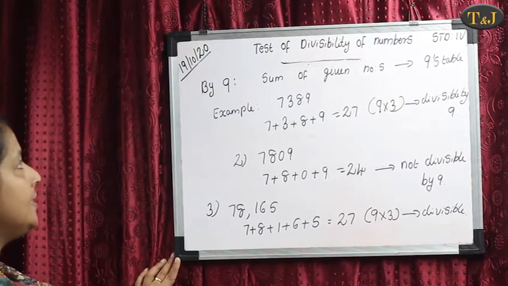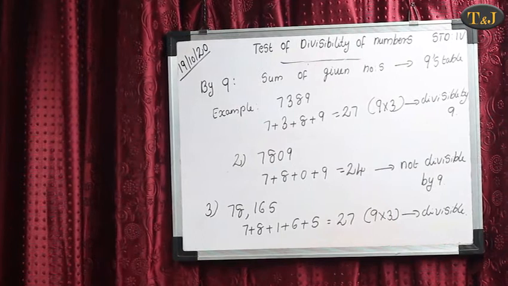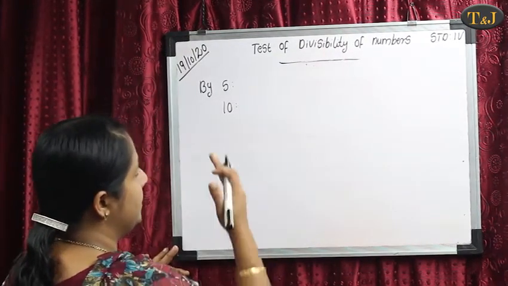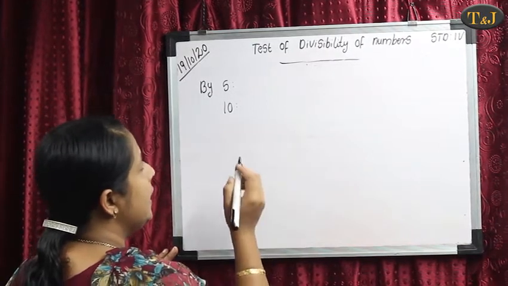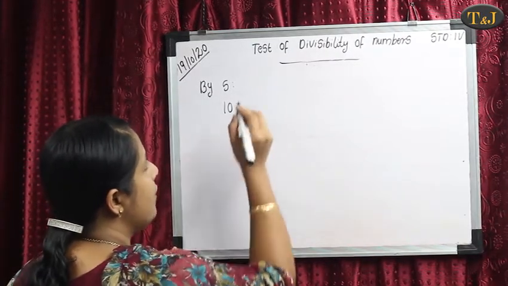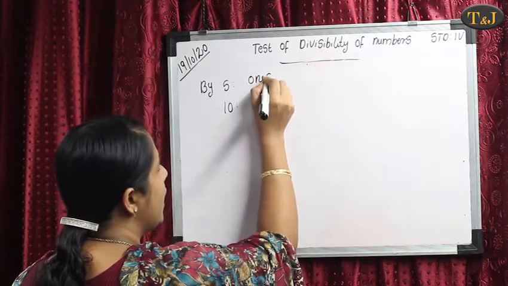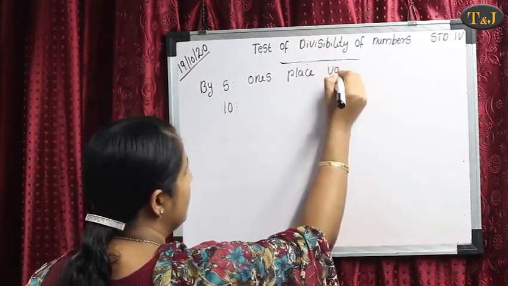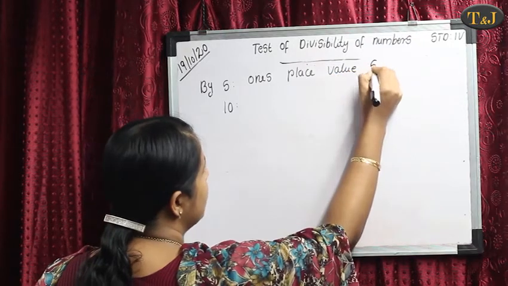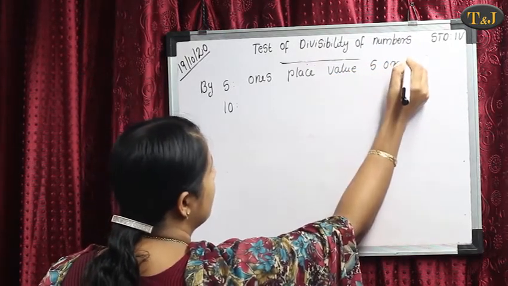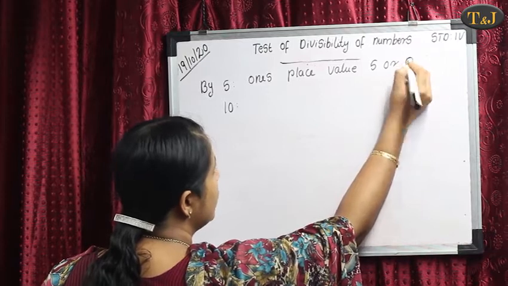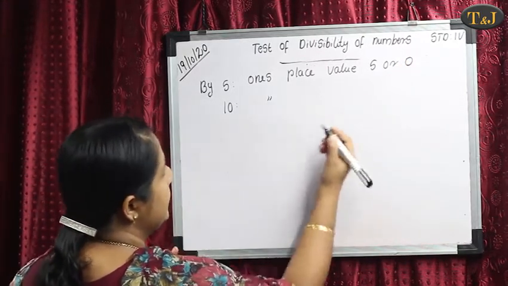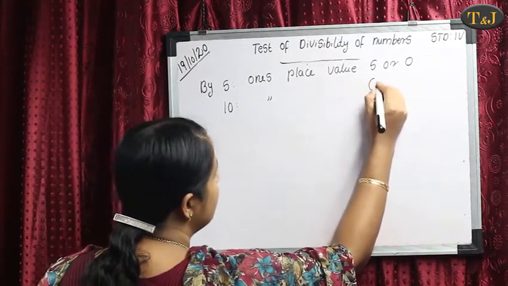Okay, then our next test is the divisibility of numbers by 5 and 10. In the test of divisibility by 5, our ones place value is 5 or 0. If it is 5 or 0, the number is divisible by 5. Then in 10's divisibility, our ones place value is 0.